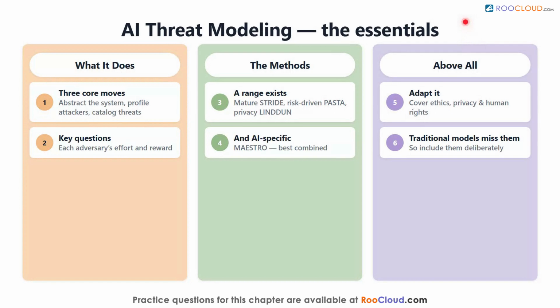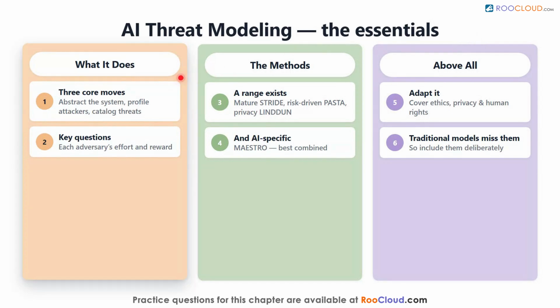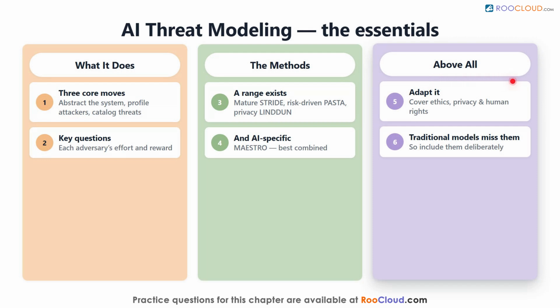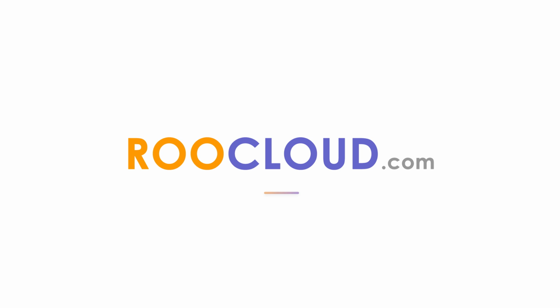Let's bring it all together. Threat modeling abstracts the system, profiles attackers, and catalogues threats, while answering key questions about each adversary's effort and reward. A range of methods exists, from the mature STRIDE and risk-driven PASTA to privacy-focused LINDDUN and the AI-specific MAESTRO, and they are best combined. Above all, adapt them to cover ethics, privacy, and human rights, which traditional models overlook. You now know how to model the threats against an AI system.